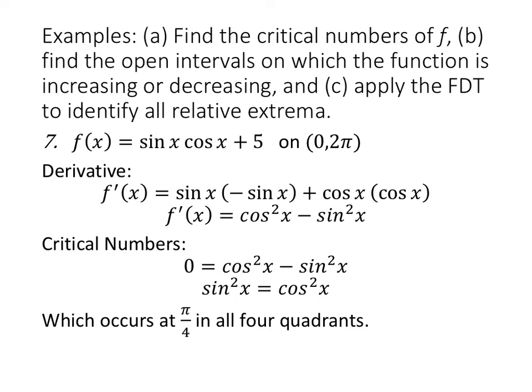Trig, everybody's favorite. We had to get some trig in here. Let's let f of x be sine of x cosine of x plus 5 on the open interval from 0 to 2 pi. Finding my derivative, I'm going to use the product rule. So that is sine of x times minus sine of x, right? Sine of x times the derivative of cosine, plus cosine times the derivative of sine, and the derivative is cosine.